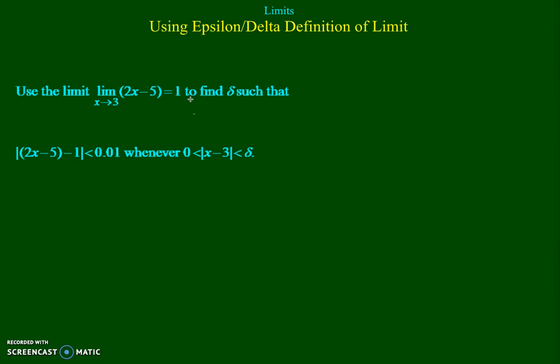In this first problem we want to use the limit as x approaches 3 of 2x minus 5 equals 1 to find some delta such that the absolute value of f of x minus L, where f of x is 2x minus 5 and L is 1, is less than 0.01. What this is giving us is the epsilon. So given an epsilon, we're looking for a delta when 0 is less than the absolute value of x minus 3, which is less than delta.